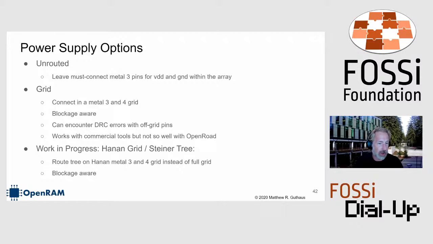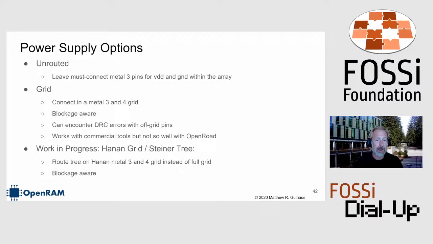Some tools, it doesn't work so well with the OpenROAD flow because they really want the pins on the periphery. So we're actually working on another one where instead of doing a full grid, we're just doing a power distribution tree. This reduces the amount of metal that's used. And then you can bring the pin to the edge of the periphery as well. So it's implemented, but it needs to be debugged on a few cases where you can have some blockage problems.